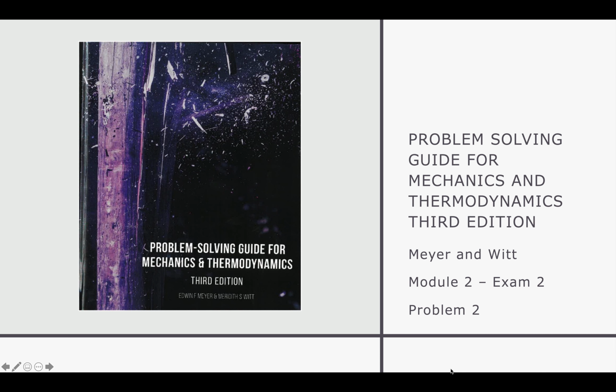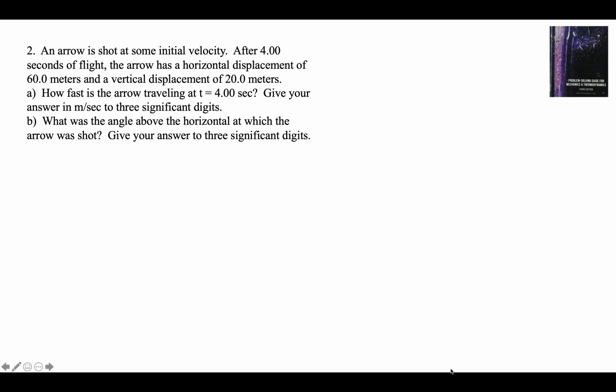This is a walkthrough of Problem 2 on Exam 2 of Module 2 from the book Problem Solving Guide for Mechanics and Thermodynamics. Problem 2: an arrow is shot at some initial velocity. After 4 seconds of flight, the arrow has a horizontal displacement of 60 meters and a vertical displacement of 20 meters. How fast is it traveling at 4 seconds?